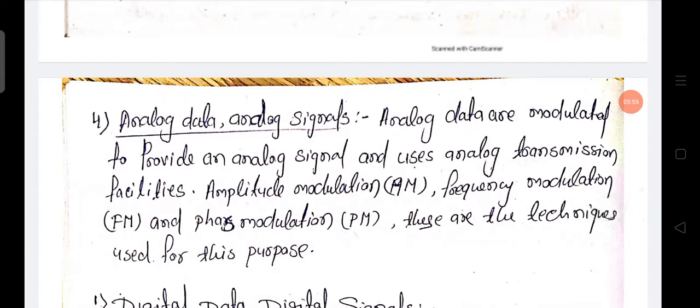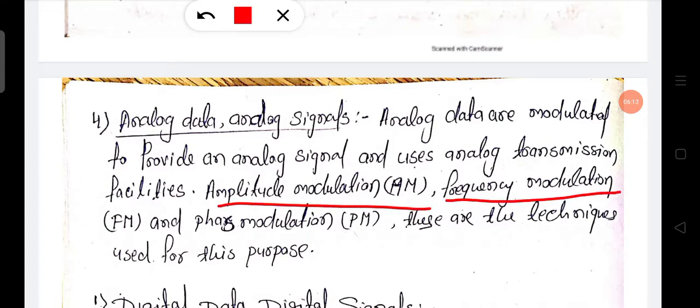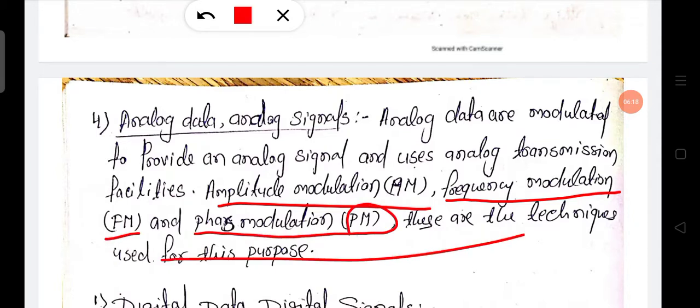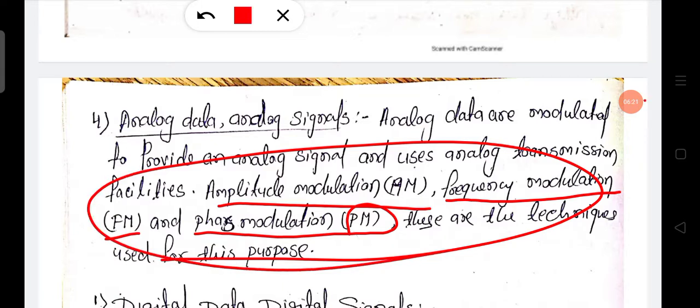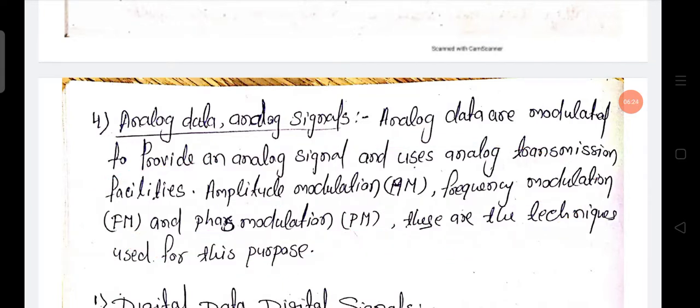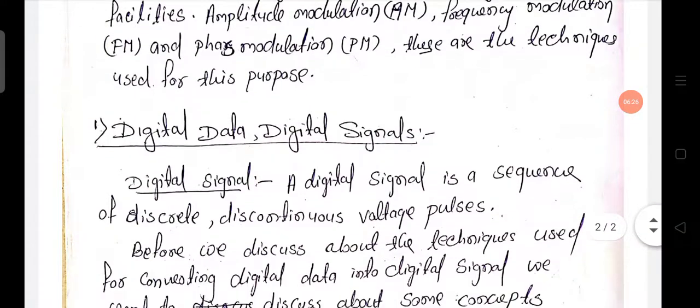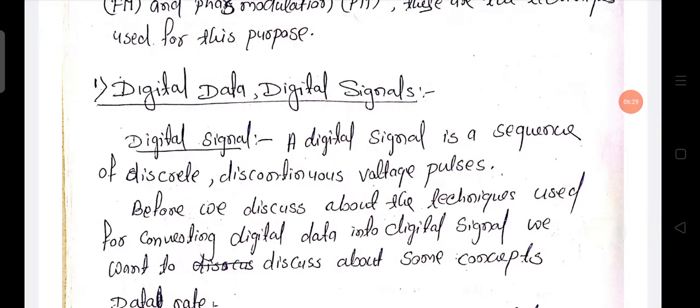Next, analog data to analog signal. Here we convert analog data to analog signal, and the techniques we use for this purpose are amplitude modulation, AM, frequency modulation, which is FM, and phase modulation, which is PM. These three techniques we use to convert analog data to analog signal. Now let's discuss these four techniques briefly.